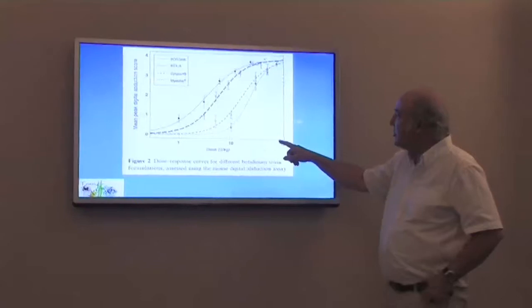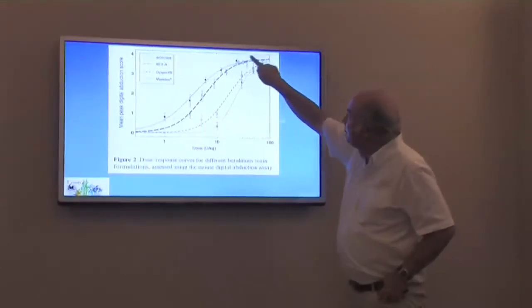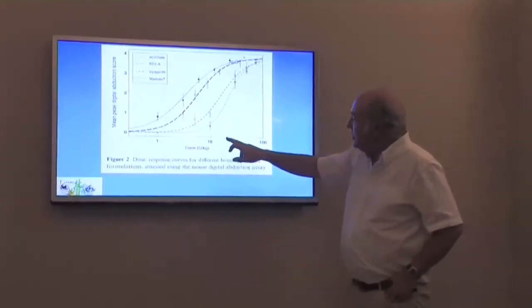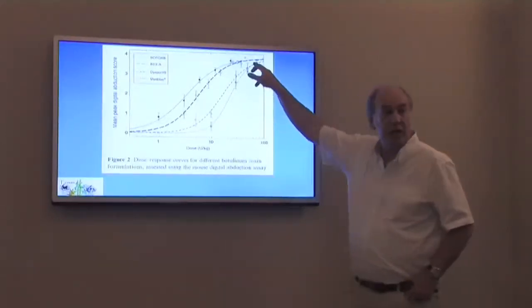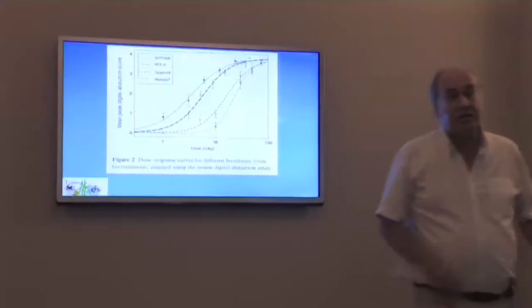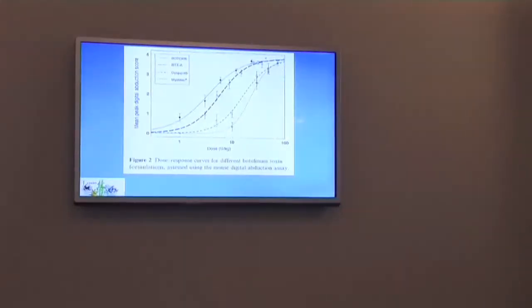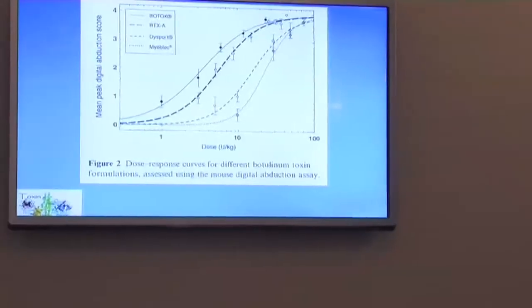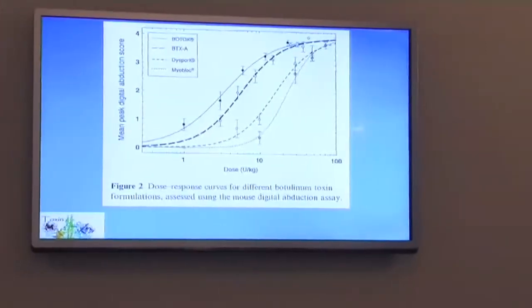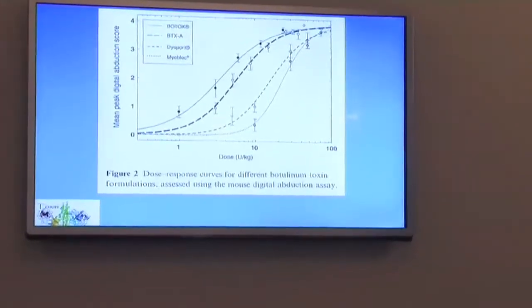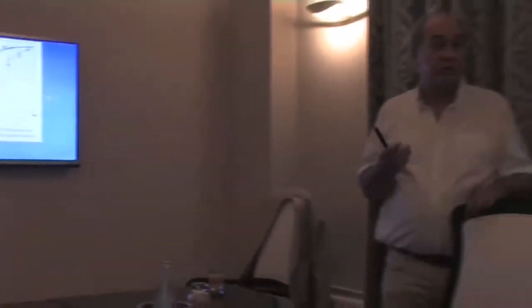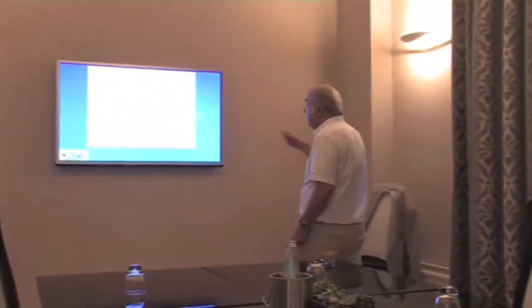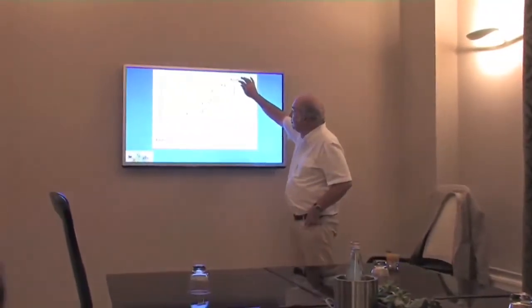The first thing is, look at the doses here. 20, 30, 40, 50, 60, 70 units a kilo. Okay, 70 units a kilo. So in a human being, 70 units a kilo would be about 5,000 units of toxin. You would probably kill the person with 5,000 Botox units. But the doses are very high.